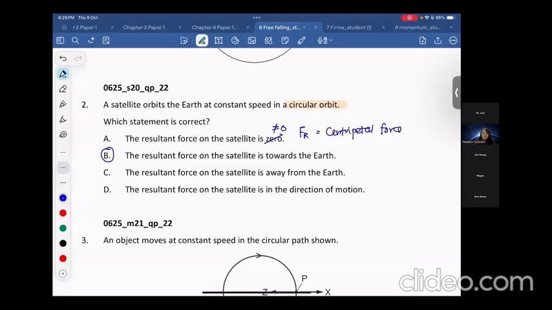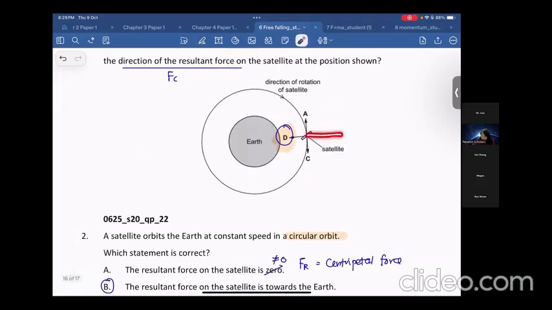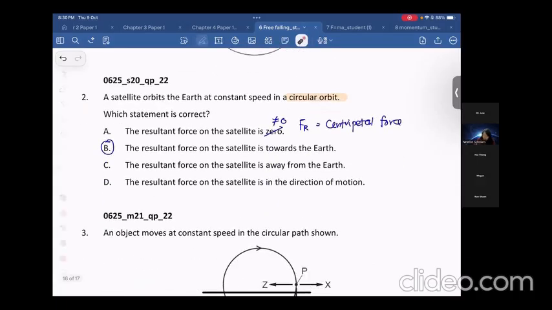The resultant force on the satellite is away from the Earth. Does this mean away from our Earth? Is this our centripetal force? No, away is wrong. Towards is correct. Towards the center, and our center is the Earth's center.